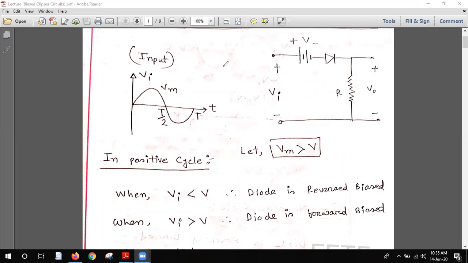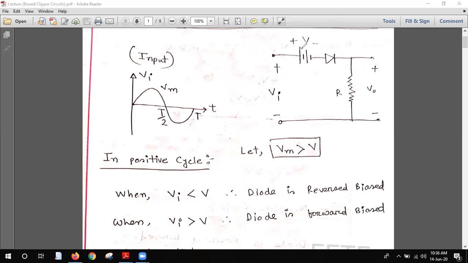So we have two voltage sources. One is the input voltage Vi and another one is V. Okay, this one. So remember, whichever value is bigger, the effect will be of that voltage source. When Vi is the bigger value, then its effect will be applied on the diode. When the value of V is bigger, the effect of this voltage source will be applied on the diode.